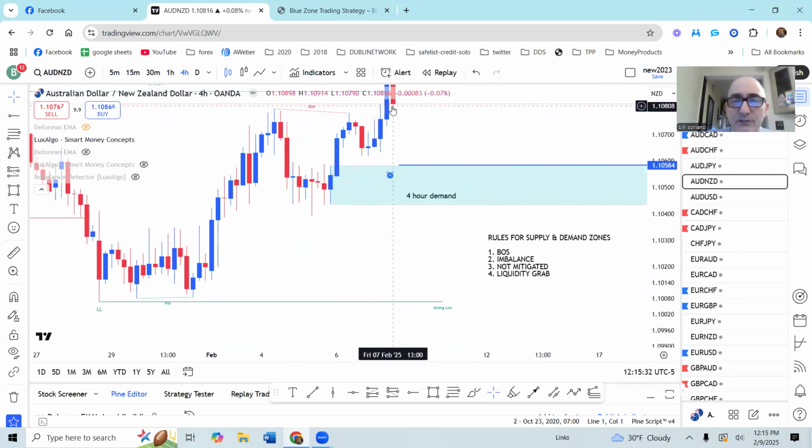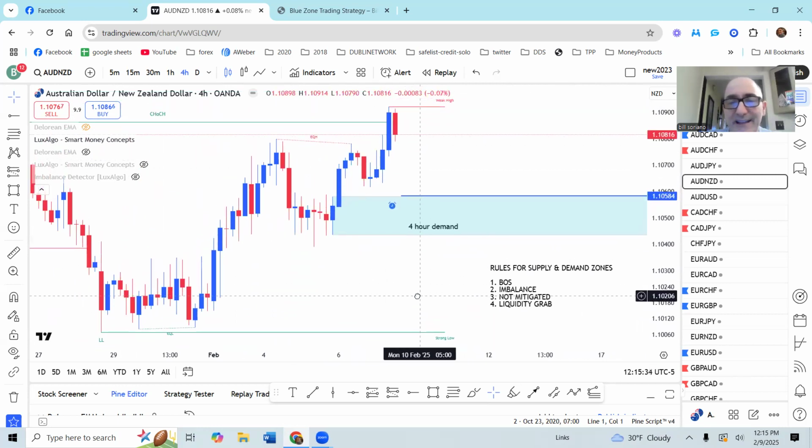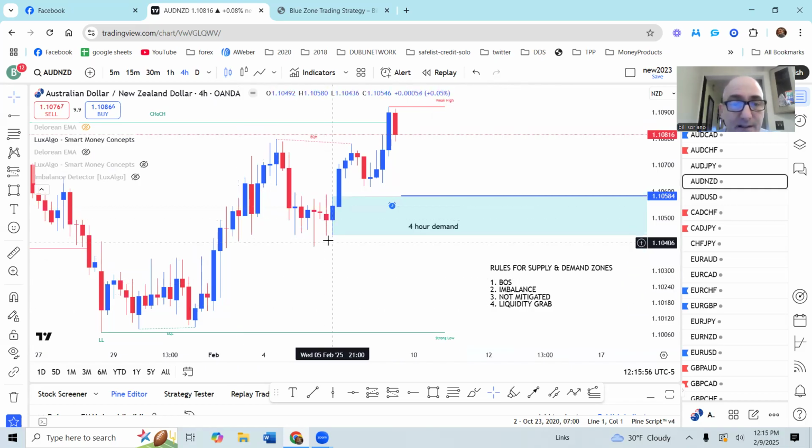Now, the decisional zones, once price moves into them, you just can't set a buy limit here. Once price hits this 4-hour demand zone, then we would drop down to the 15-minute and wait for our lower time frame flip or our fractal confirmation, whatever you want to call it, before we decide to take a trade.